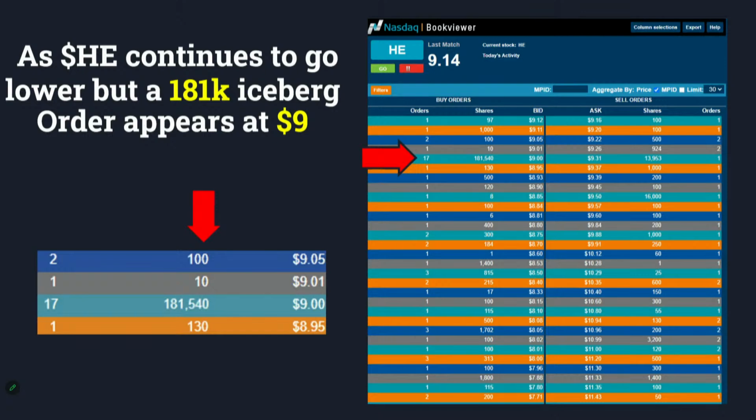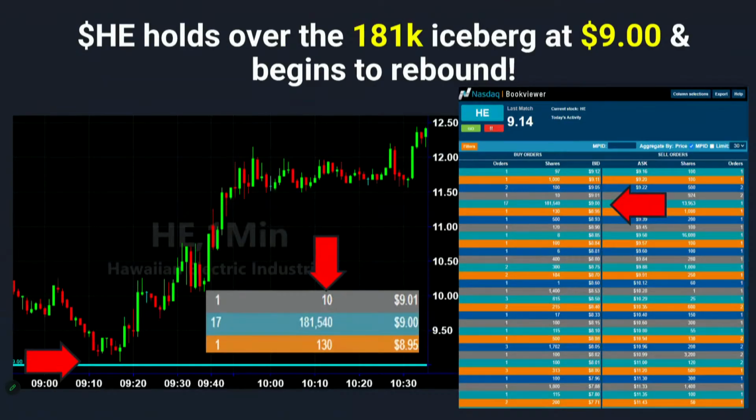You got about 17 orders at about 180,000 shares. It's going to be bought at about $9. So what happened when it got close to that 9? The stock bounced, went from 9 up to 12, and it did it literally in a very short period of time.